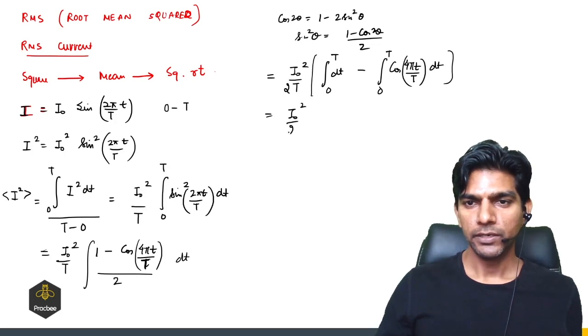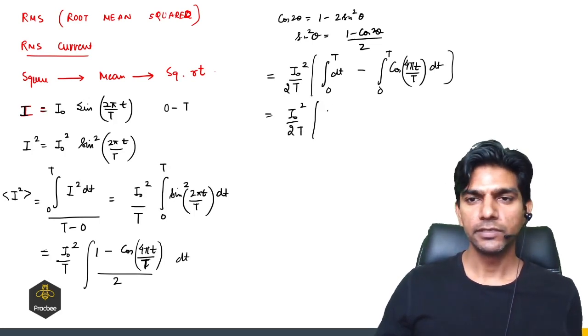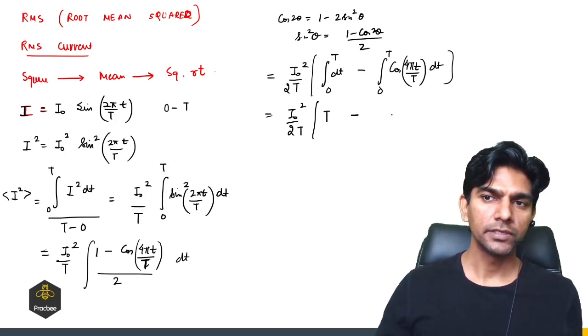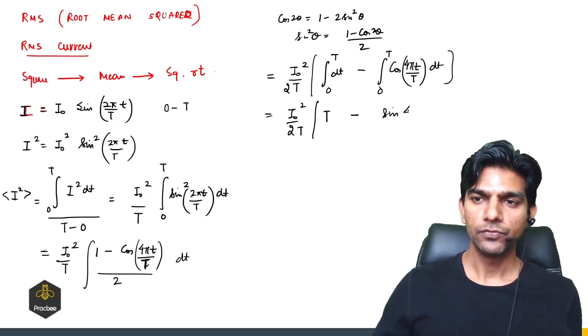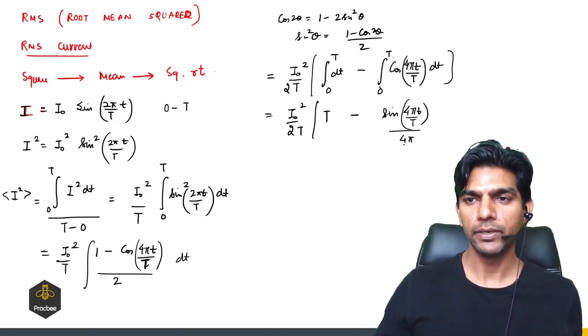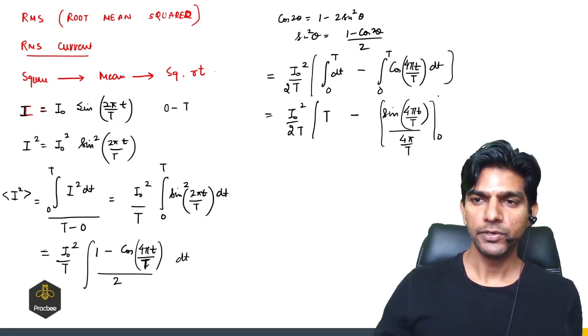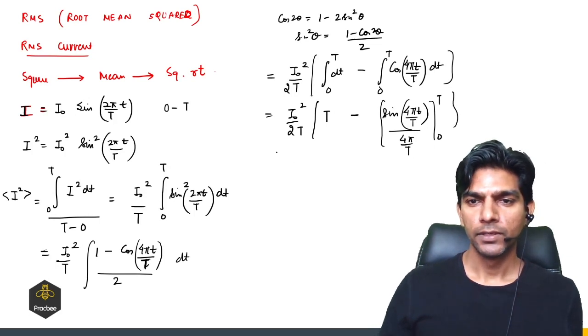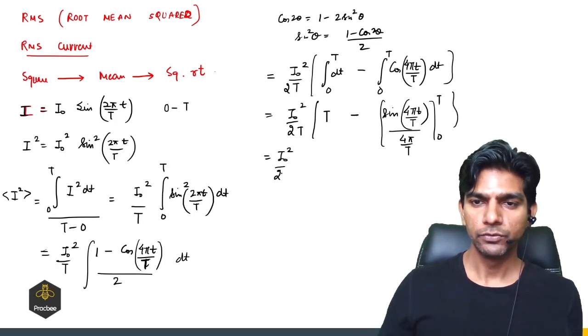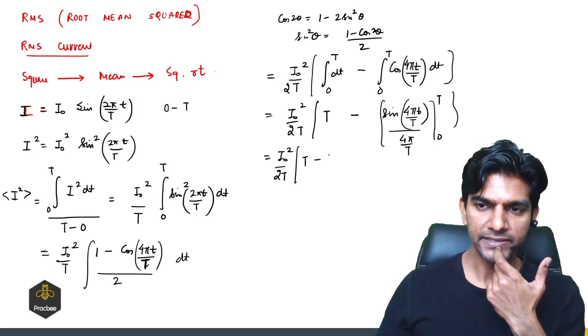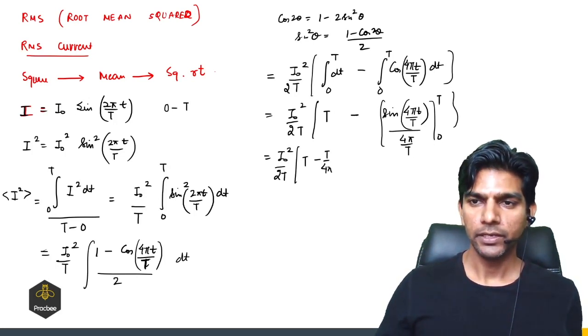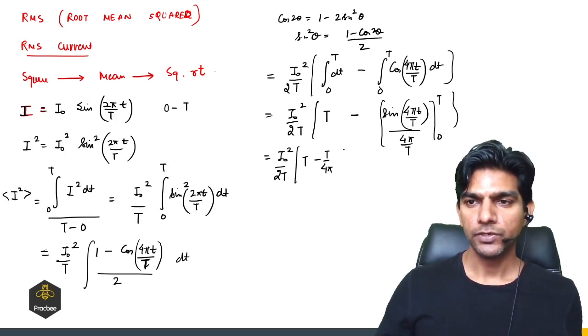So this is I naught square by 2T, and this integration is nothing but T. So minus, and the integration of cos is sine, right? Sine 4 pi t upon capital T divided by the coefficient of t, that will be 4 pi by capital T. And the limit is from 0 to T. So this will become I naught square by 2T, and this comes out to be T minus T by 4 pi. And let us put the limits. So first we have sine, if you put T, it becomes 4 pi minus sine 0.